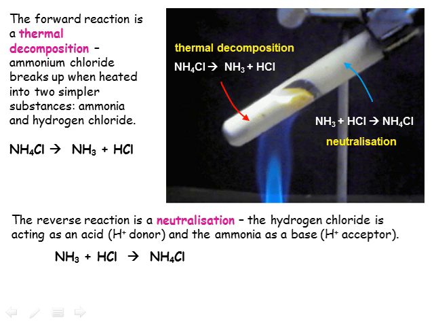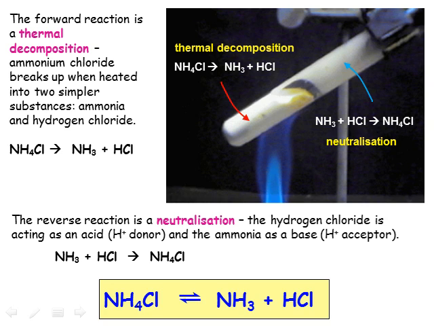Hydrogen chloride is acting as an acid and donating a hydrogen ion to ammonia, which is acting as a base and accepting the hydrogen ion to become an ammonium ion. We're therefore justified in writing this reaction using a double-headed arrow to show it as reversible.